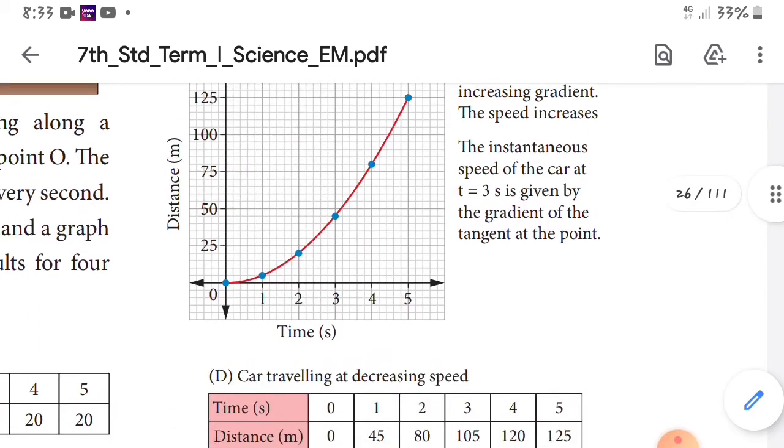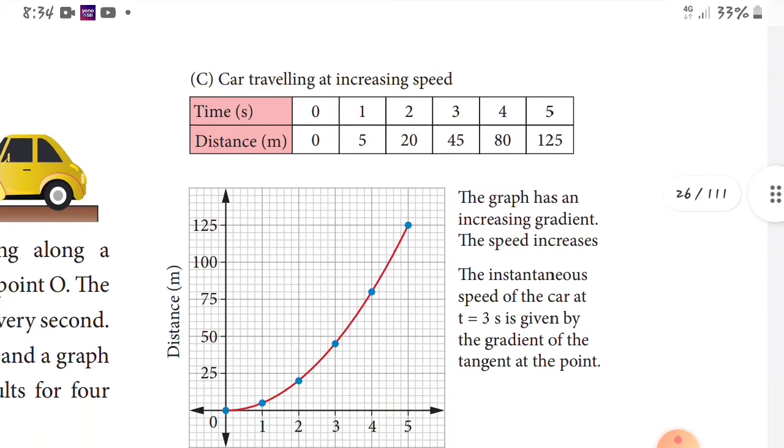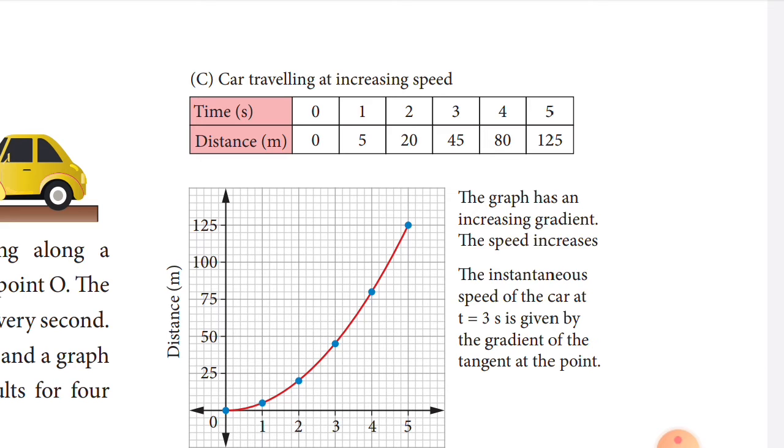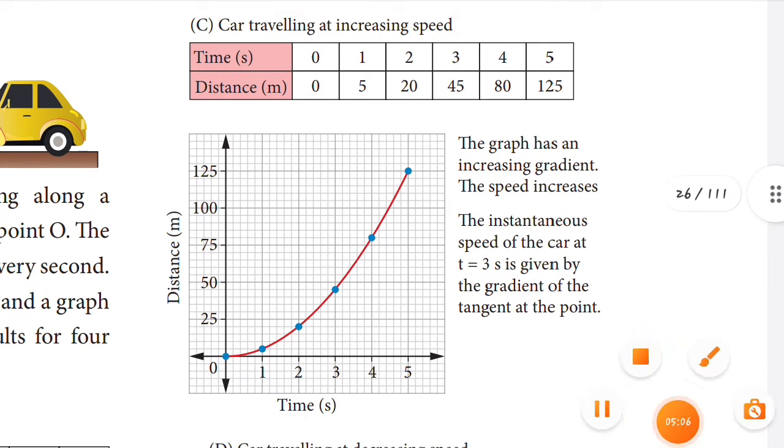And see the third picture, children. See the third one: a car traveling at increasing speed. Time will be constant, 0 to 5 seconds, so time will be the same for all the car's moving speeds, and the distance will be changing. See the first one, 0, and the last one, 125. Is this clear to you, children? So you plot the values. How to plot, children? See here.